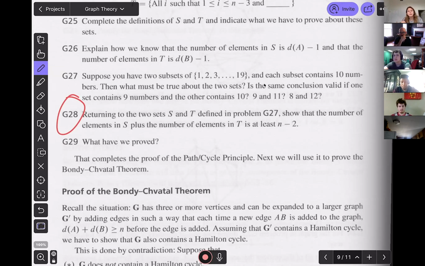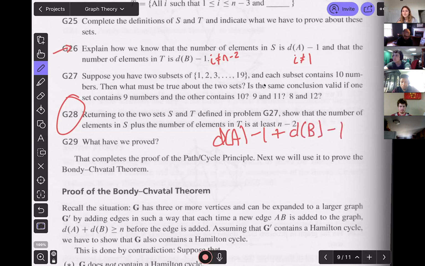Okay, so in number 26, we said that the number of elements in S is d of A minus 1, because you're taking the degree of that vertex and then excluding the connection between A and V1, so it makes it minus 1. The same thing applies for T, but it's d of B instead. If you're trying to find the total number of elements in S plus T, you just add those two together.